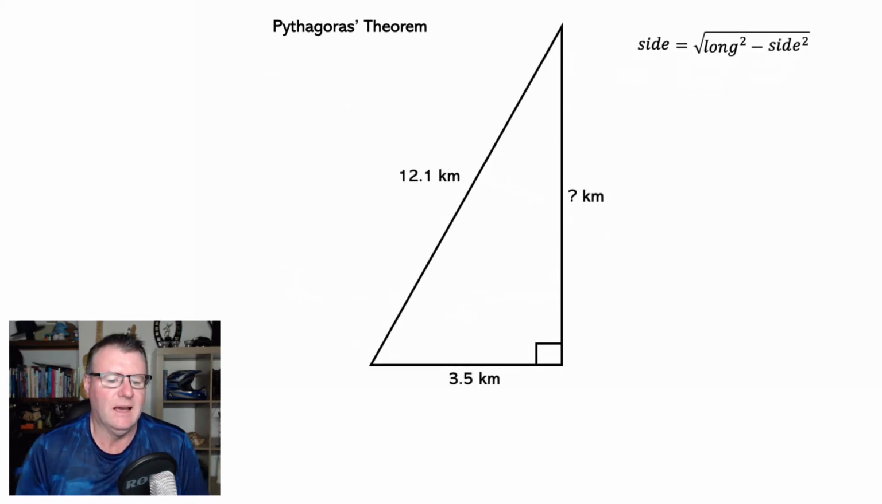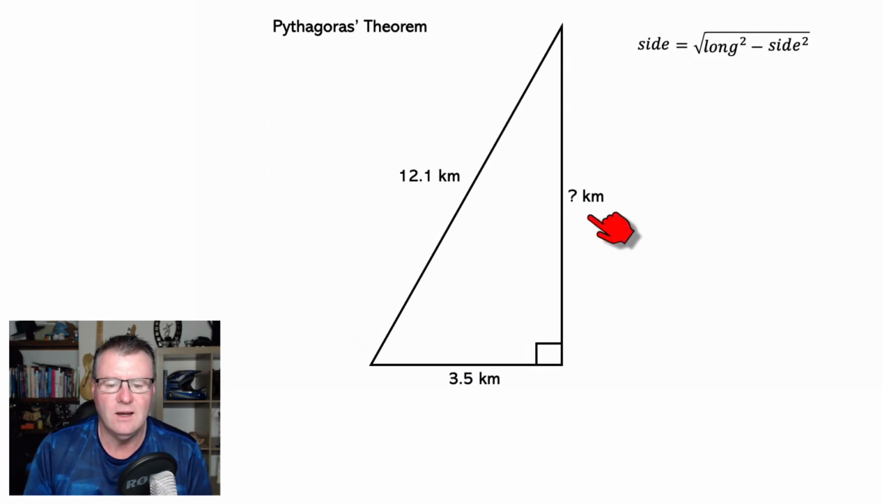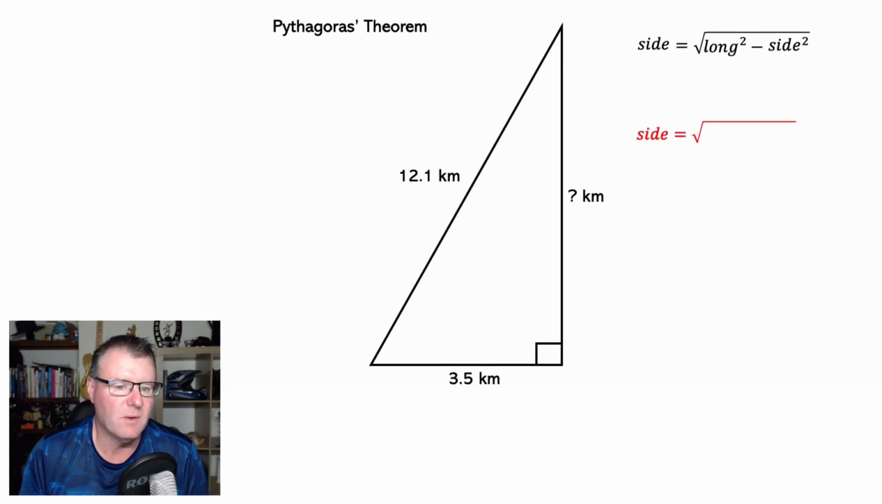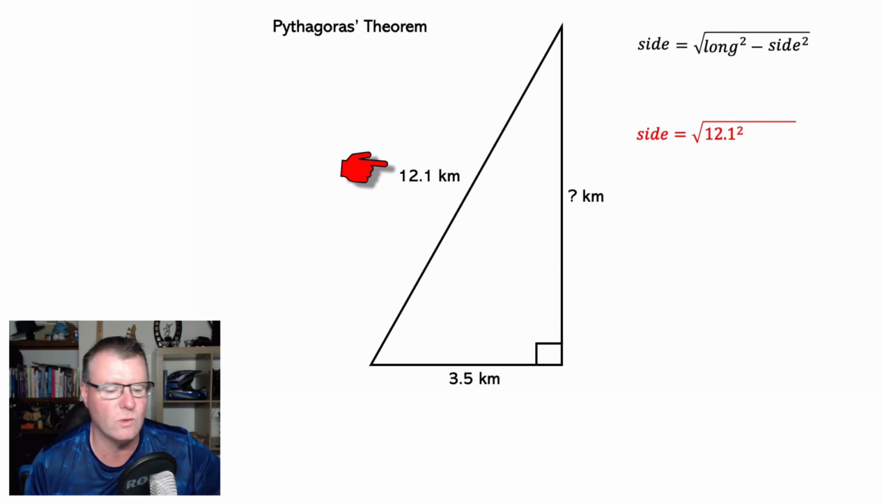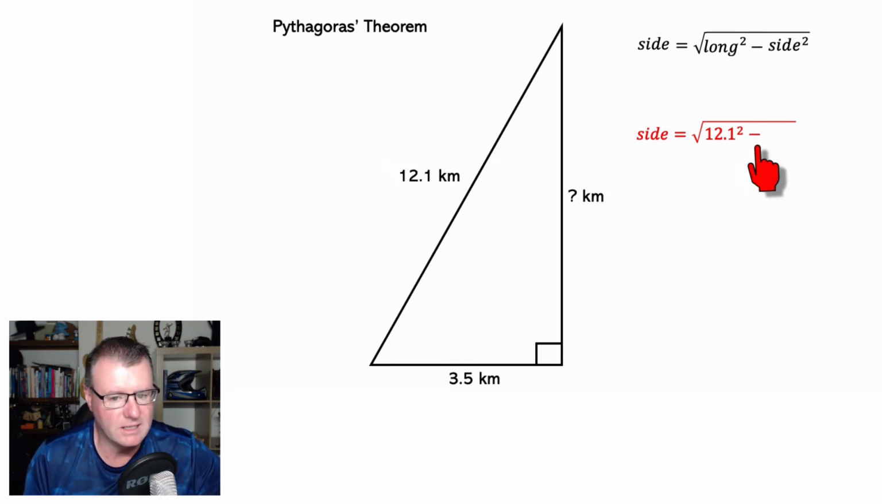Let's try another example, this time with some decimals, but the process is still exactly the same. Taking my modified version, I've got the side equals the square root of the long side squared minus the other side squared. So let's put in the things that we know. I don't know this side, that's the one we're going to find out. My formula says I take the long side and I square it. Remember, the long side is always the one that's opposite the right angle. So 12.1 squared minus the other side squared, 3.5 squared.